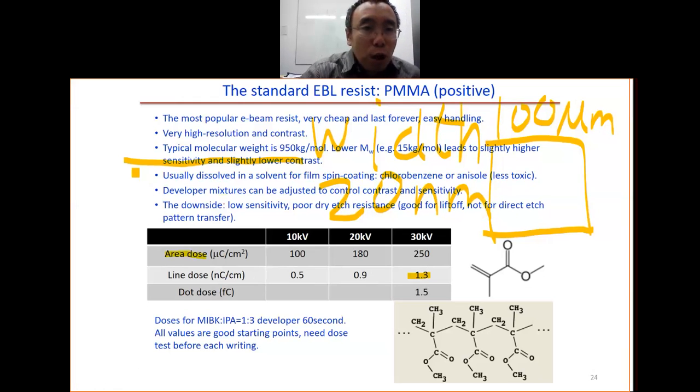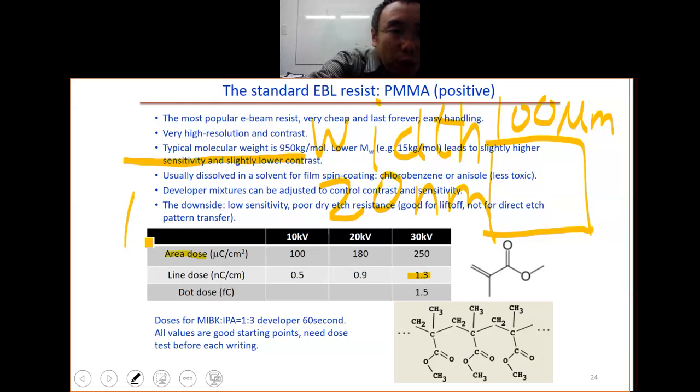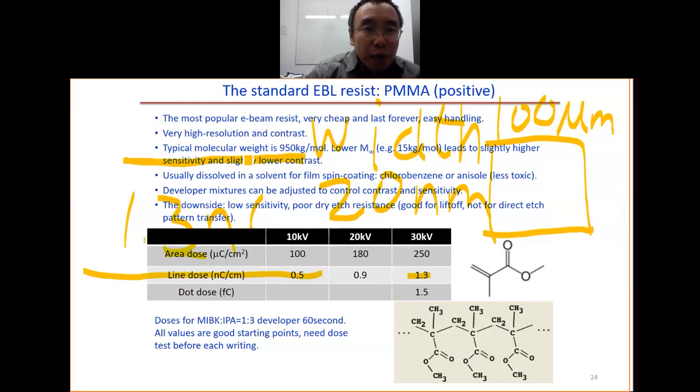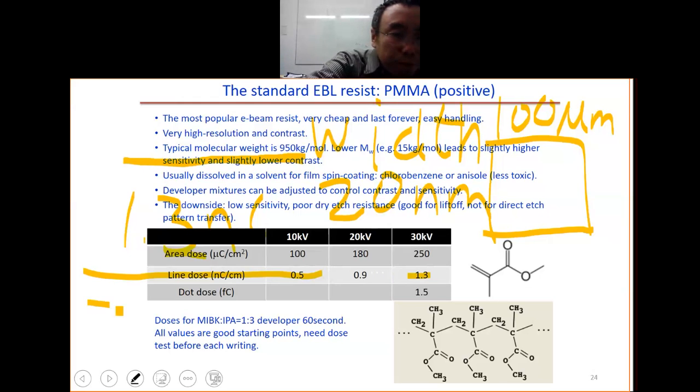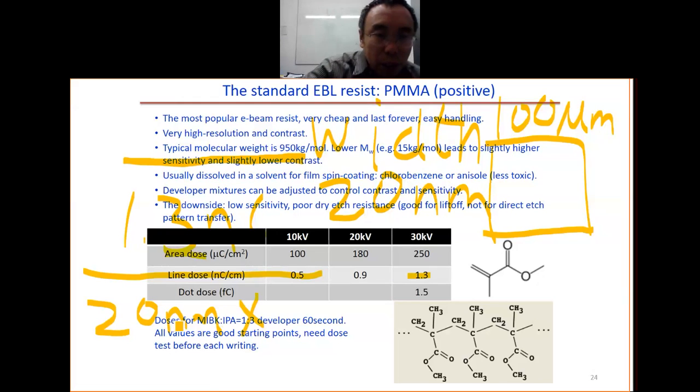So you do one single line exposure, you end up with about 20 nanometer line width. From this one, we can calculate the area dose, because the area dose is given by the 1.3 nanocoulomb divided by the area of this line. So the area of this line is 20 nanometer times 20 nanometer. Here we assume 1 centimeter long line.